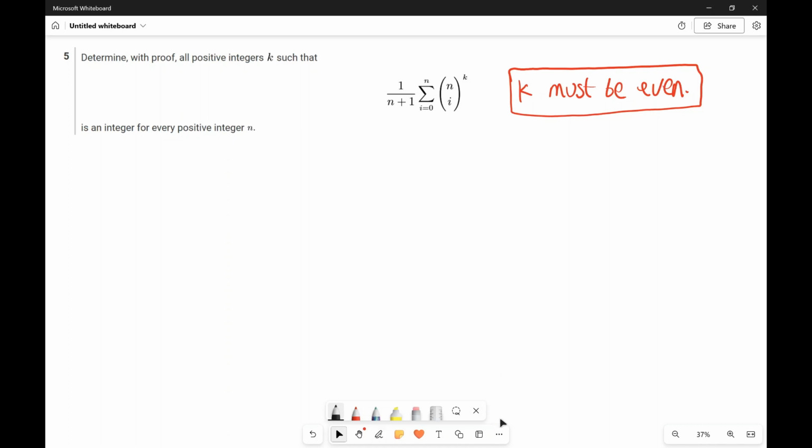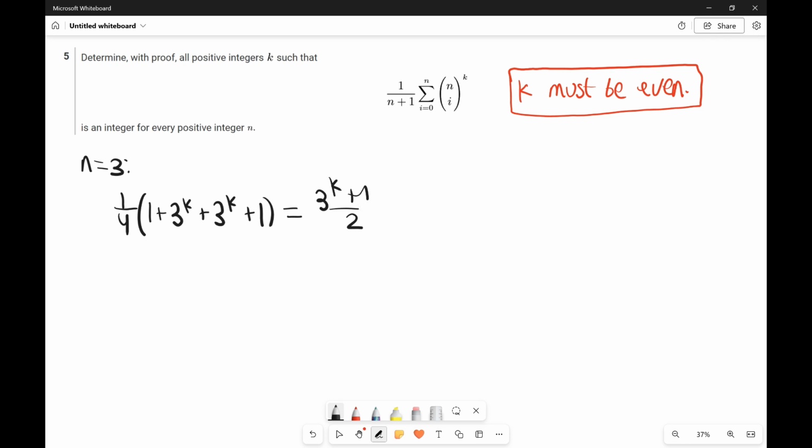So now we know that k must be even, so let's test out other values of n to see if this is a sufficient condition. So if n equals 3, then we must have 1/4 times, I'll just write out the binomial coefficients in their final form, so it's 1 plus 3 to the k plus 3 to the k plus 1, which is equal to (3 to the k plus 1) over 2, and that's clearly a positive integer. So n equals 3 tells us nothing.